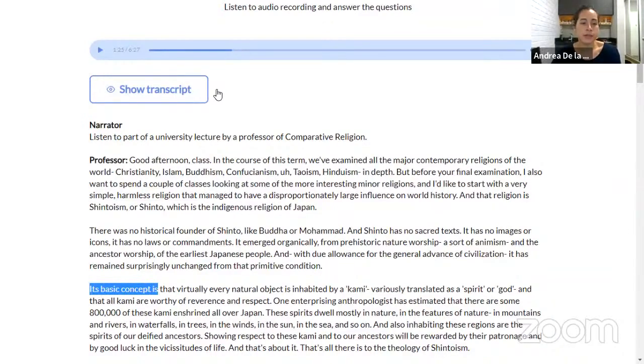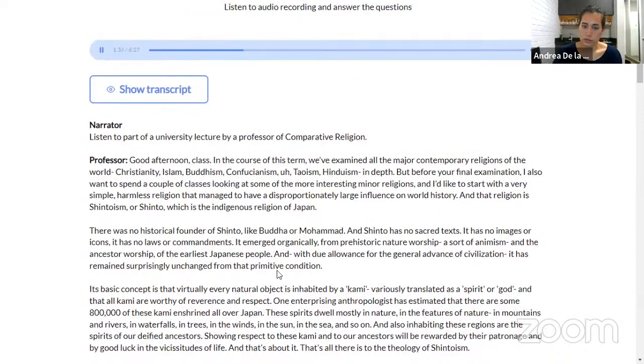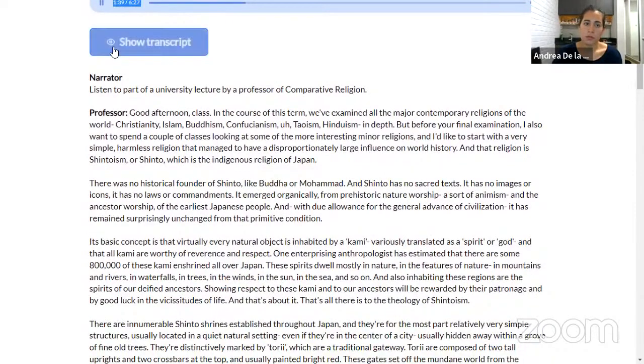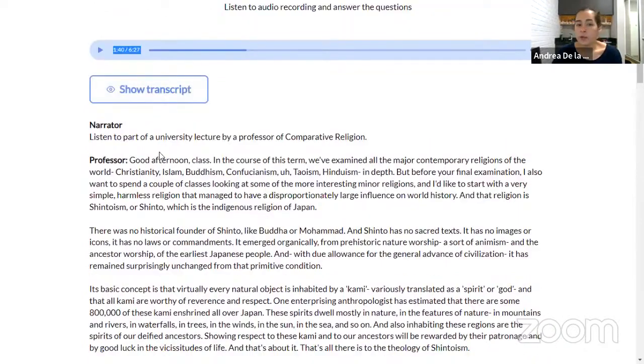Its basic concept is that civilization, it has remained surprisingly unchanged from that primitive condition. Its basic concept is that virtually every natural object is inhabited by a kami, variously translated as a spirit or god, and that all kami are worthy of reverence and respect. One enterprising anthropologist.